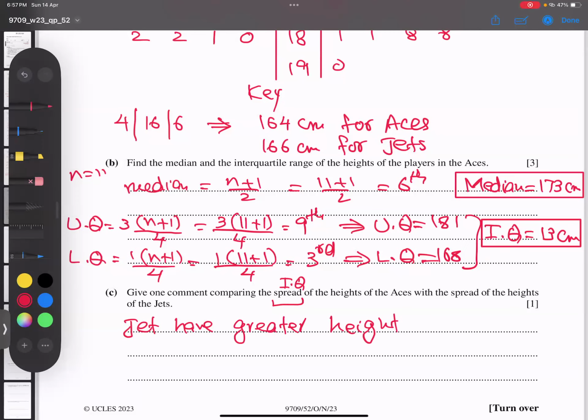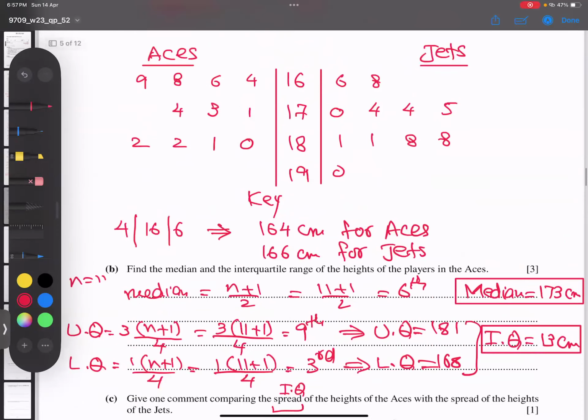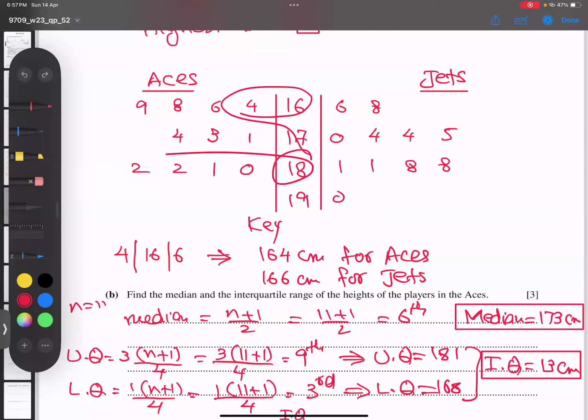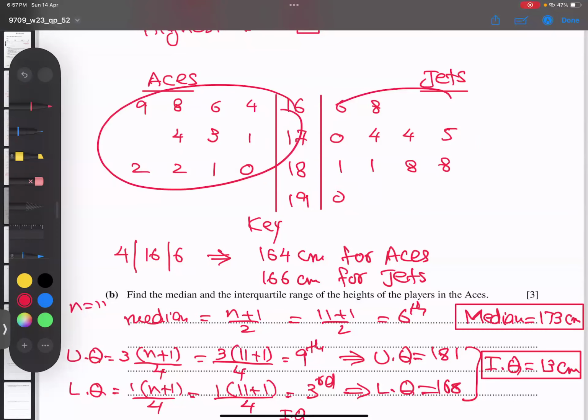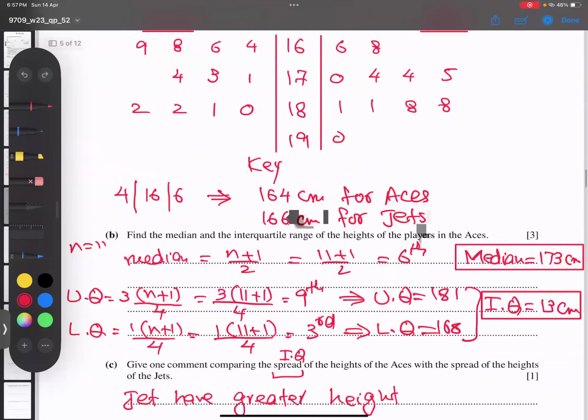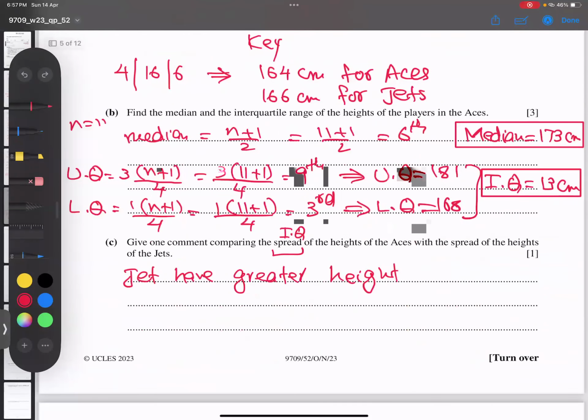Or we can say that, you can see even from here, students, this is compact, but this is more spread. You see, the data is bigger, starting from 166 and ending at 190. But here 164 ending at 182. So here spread is less, here spread is more. So I can say jets have a wider range of heights.